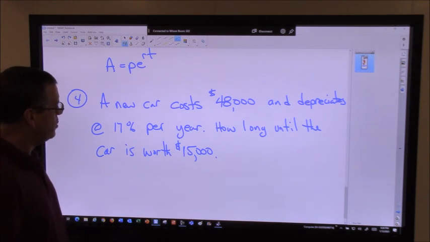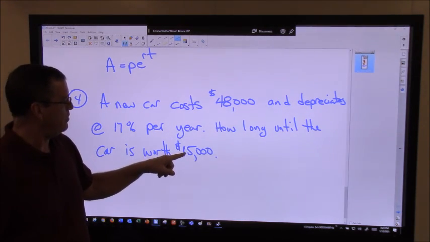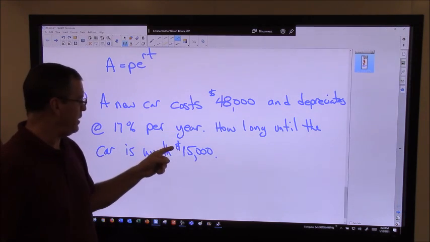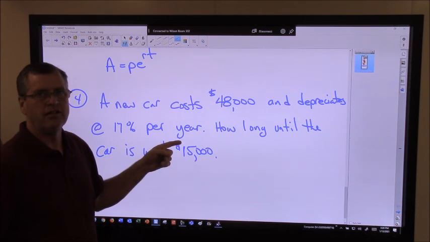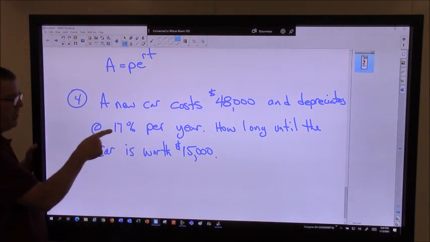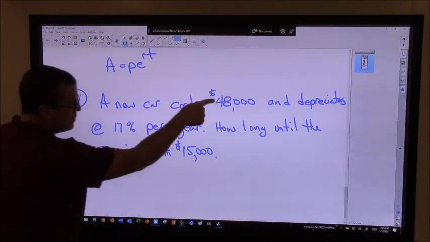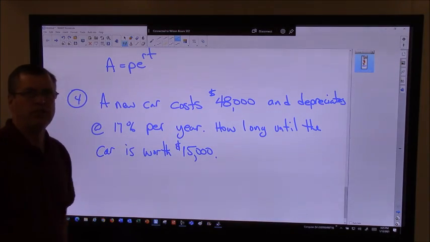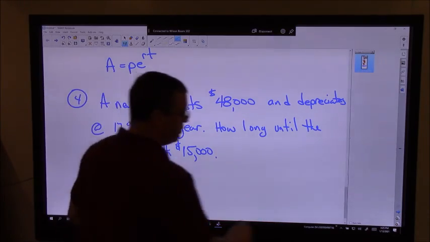So here's what I want to do. I want to see how long it takes for that car to be worth $15,000. I'm willing to spend $15,000 on a nice used car. So how long does it take? And here's the thing. Cars depreciate on average at a rate of 17% per year. How long will it take for this car to be worth $15,000? That's when I'm willing to go out and buy it. All right, so let's set this up.